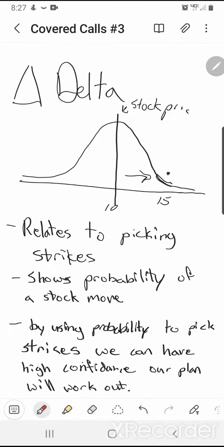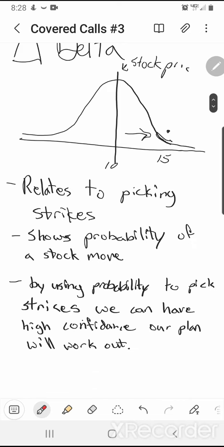So first off is delta. Delta is basically what happens to your option price when the stock price moves. And you can also look at it as probability of the stock price moving to a certain point. So from $10 to $15 movement, what is the probability? The delta will tell you that. This helps you pick your strikes. So you pick a strike, Ford's at $11. What's the probability that it's going to $12.5? We can see the exact probability.